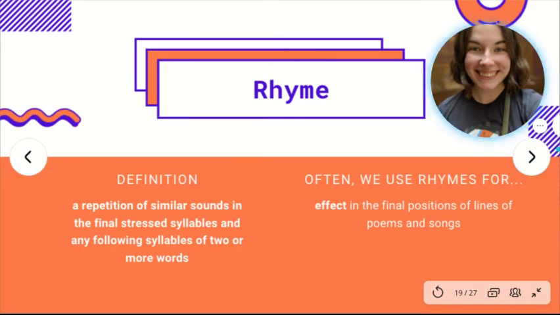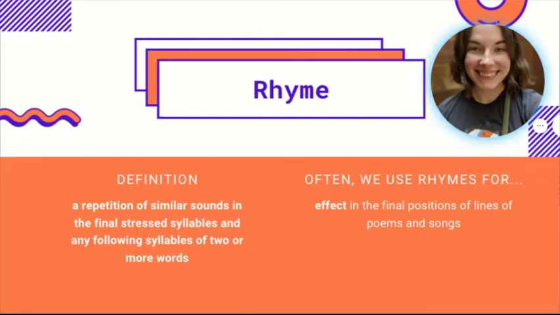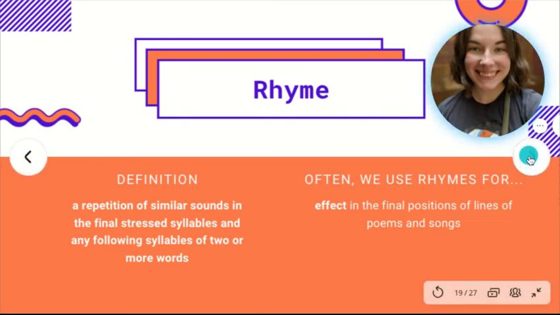And then rhyme. The definition of rhyme that I go by is a repetition of similar sounds in the final stressed syllables and any following syllables of two or more words, right? So rhymes happen when the ends of words sound the same. Often we use rhymes for effect in the final positions of lines of poems and songs. So the focus tends to be on the rhymed words. Okay, it doesn't have to be, but it often is.